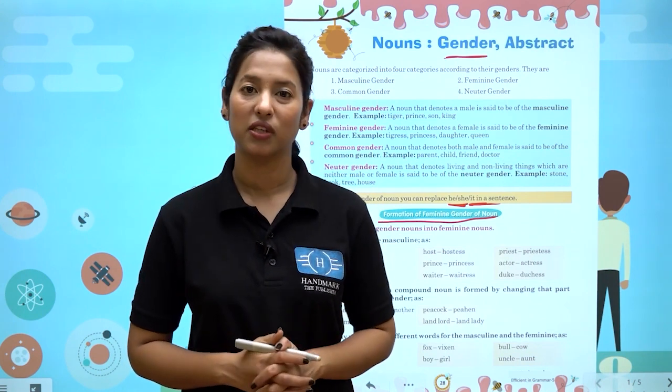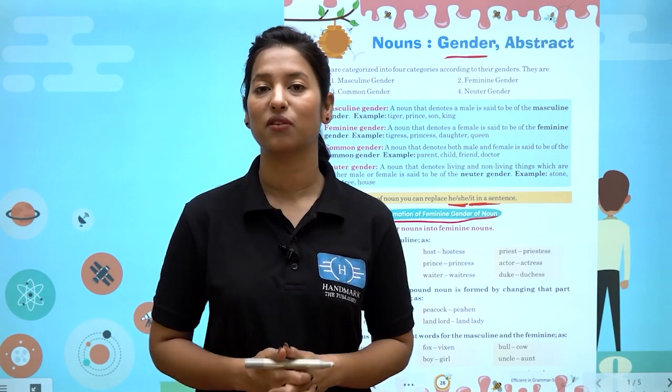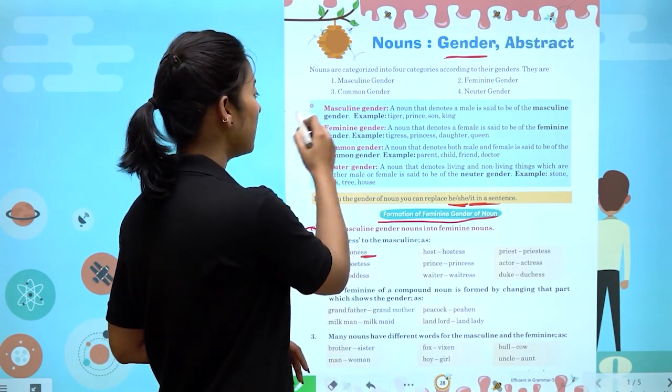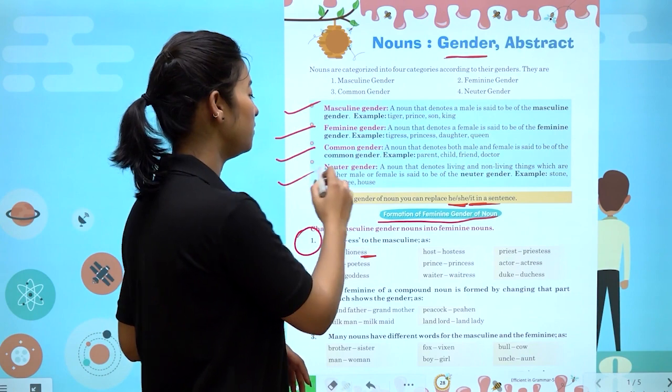So that's it for today, children. We learned about 4 different kinds of genders. See them again: masculine, feminine, common and neuter gender.